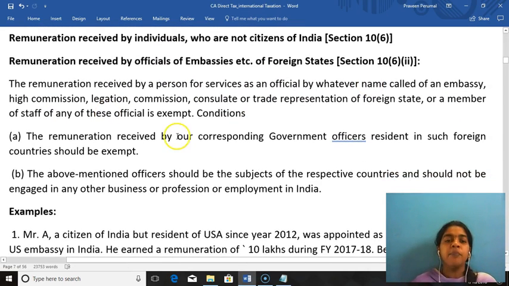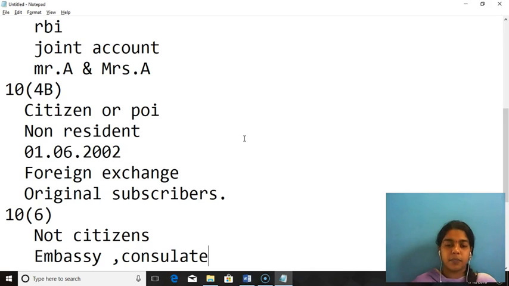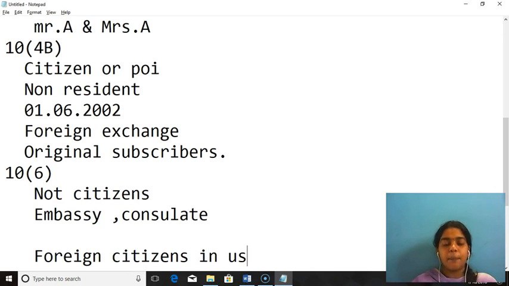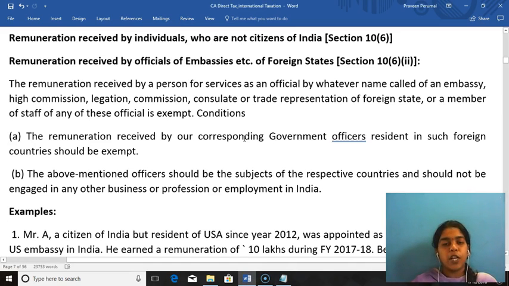What is the condition? Remuneration received by our corresponding government officers resident in such foreign country should be exempt. So let us take the case, for example, of a foreign citizen of the US. They are working in the US embassy in India, so the remuneration is received by the person. They are not citizens of this country. They are citizens of the US, and it is being exempt.